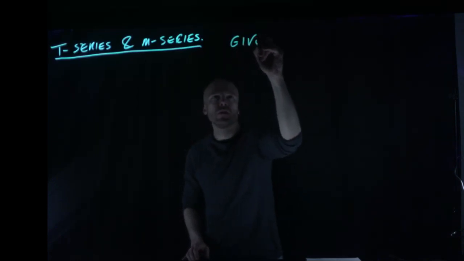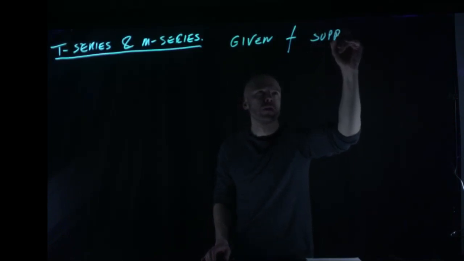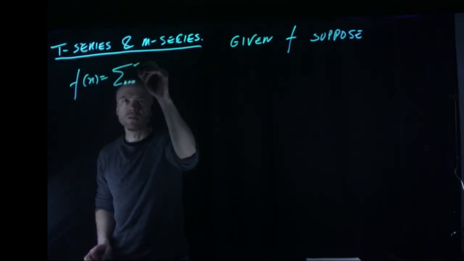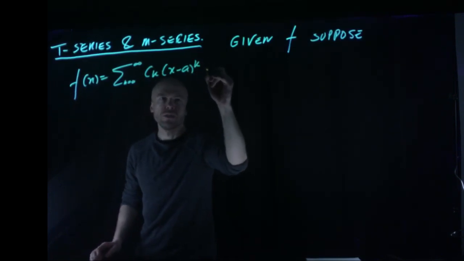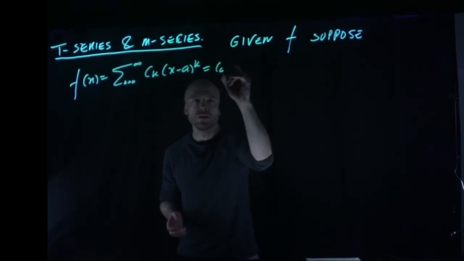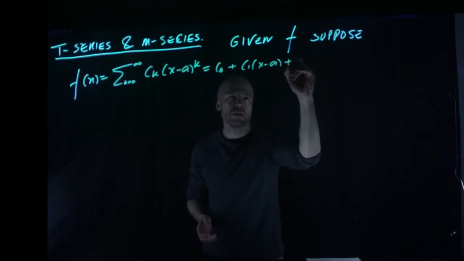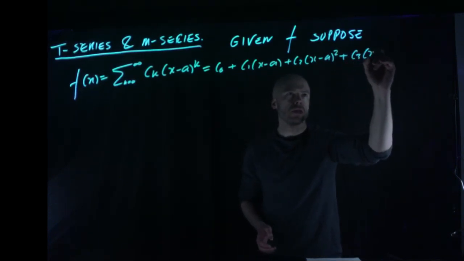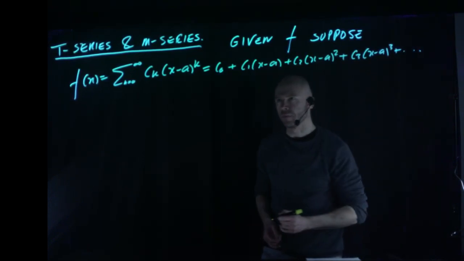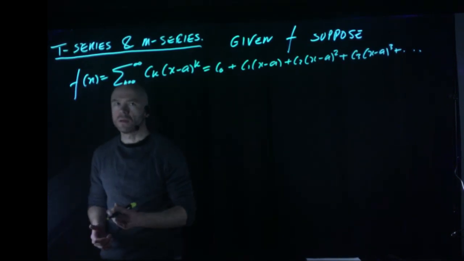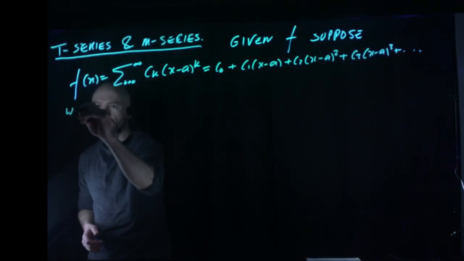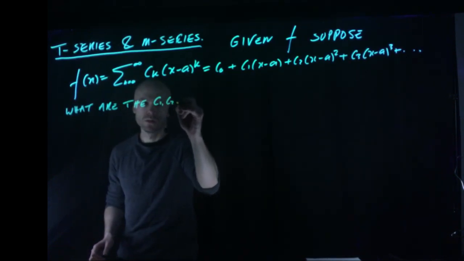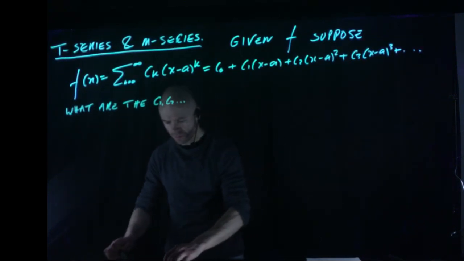So given f, suppose we can write f as a power series in this way. We write f of x is the sum from k equals 0 to infinity, ck, x minus a to the k. And let's write out the first few terms just to get some impression what that is. That's c0, c1 (x minus a), c2 (x minus a) squared, c3 (x minus a) to the 3, and so on and so on. We would like to know what are these coefficients. So this is our question. And it turns out we can figure that out without too much difficulty.